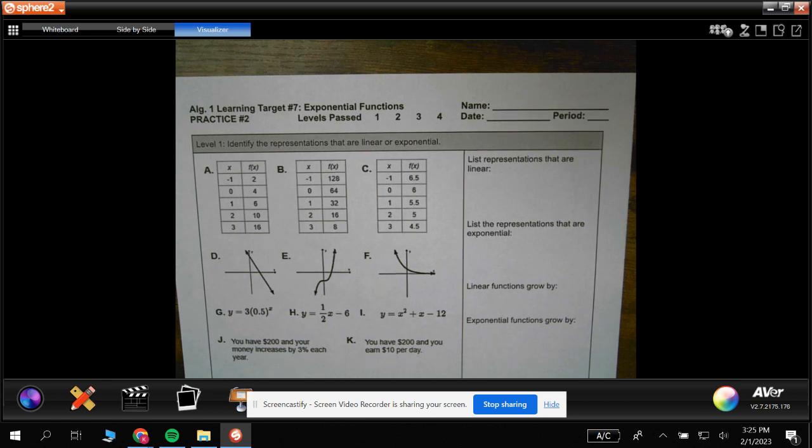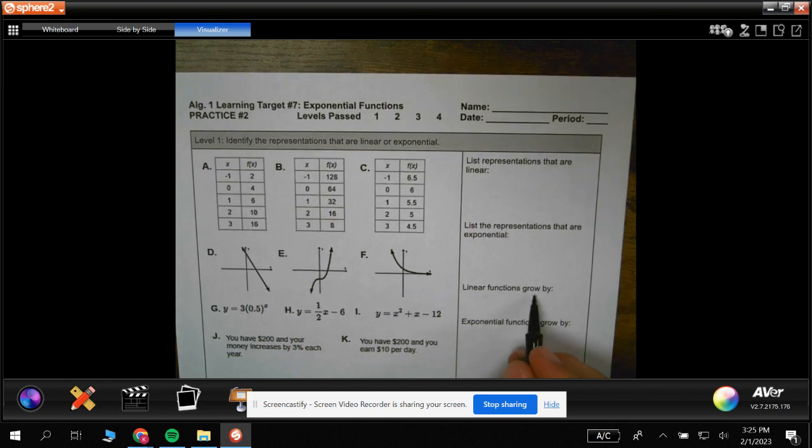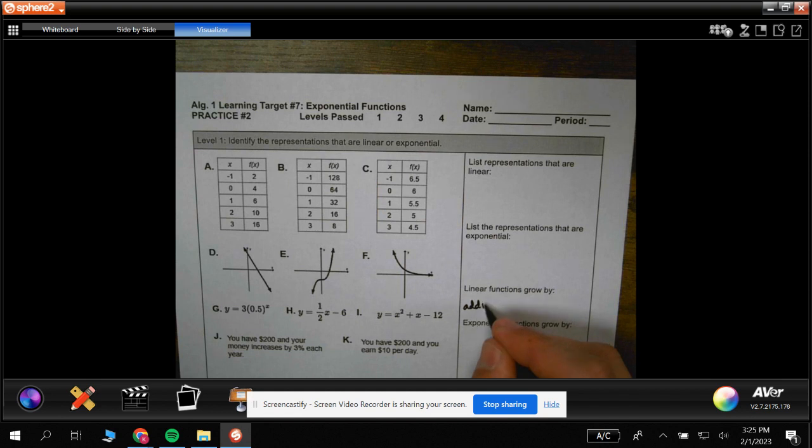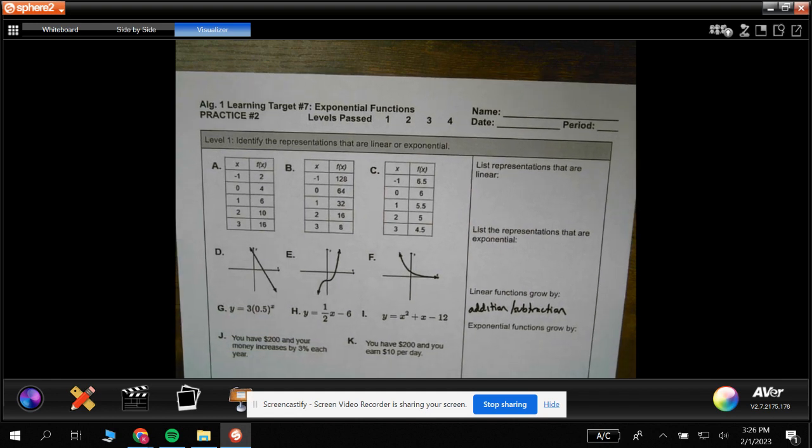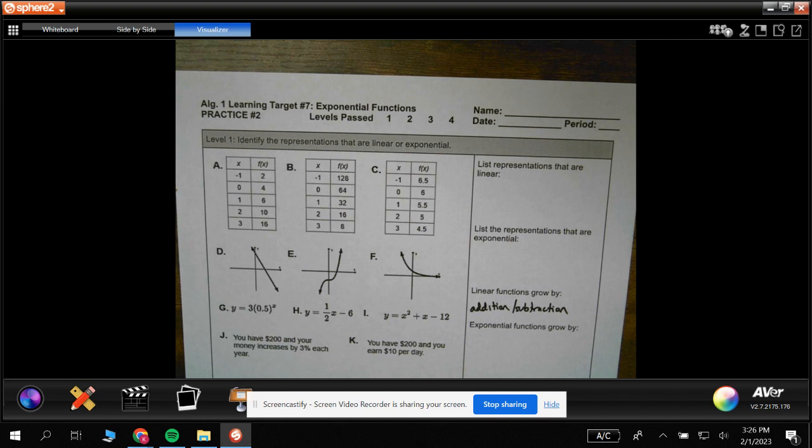All right, we are here to do a walkthrough of learning target number 7, exponential functions, practice quiz number 2. Level 1, identify the representations that are linear or exponential. Well, let's start by thinking about linear functions. How do they change? They grow by addition or subtraction. So we want to look for representations, graphs, tables, rules, contexts that change by addition or subtraction. For exponential functions, we're looking to see which ones grow by multiplication. That's the key difference here.